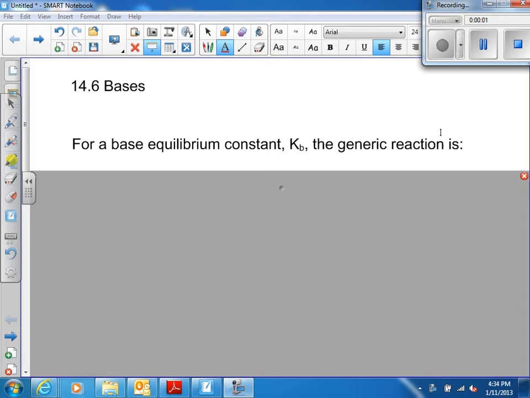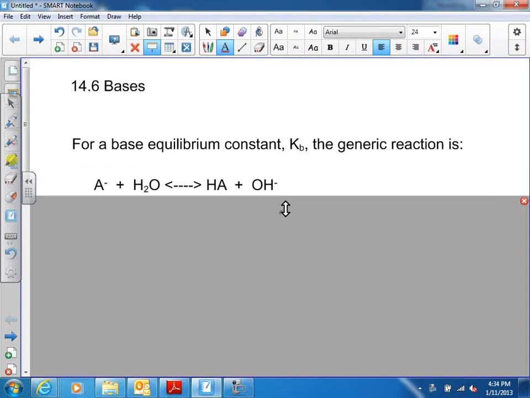So today we're going to learn about bases. We already did a little bit with bases. You've learned a bit about Ks and Kbs, but we're going to learn a little more about bases and doing calculations with bases, weak bases.